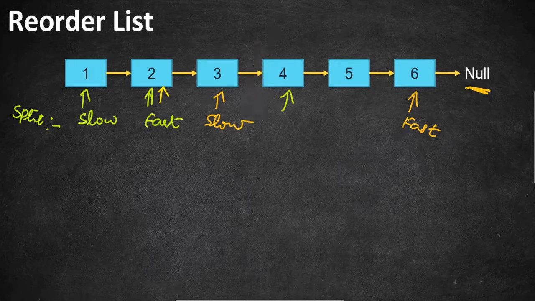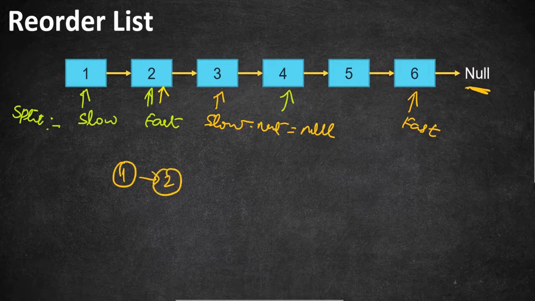So what we do now is we set slow.next equal to null. What it does is it sets the list to 1, 2, 3 with slow.next equal to null. So this forms one linked list, and from 4 we would form another linked list.